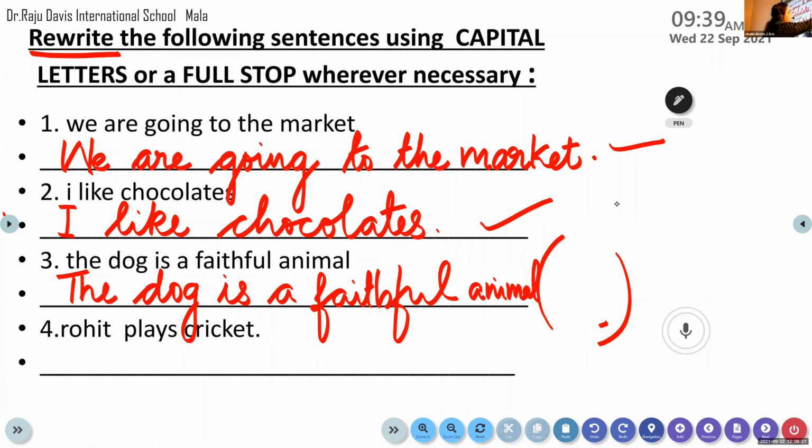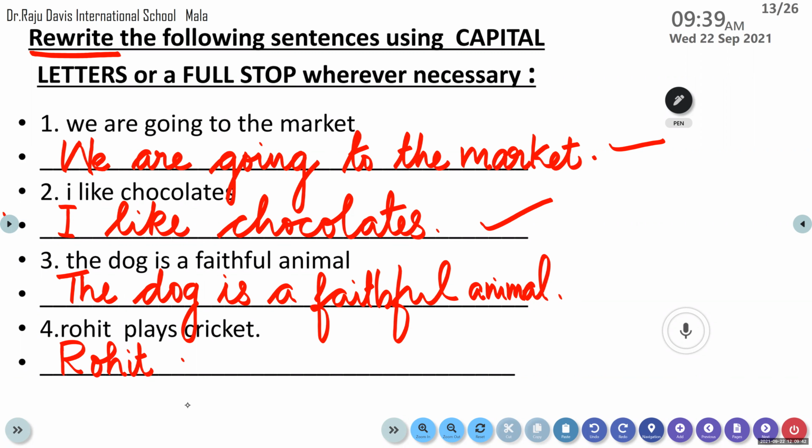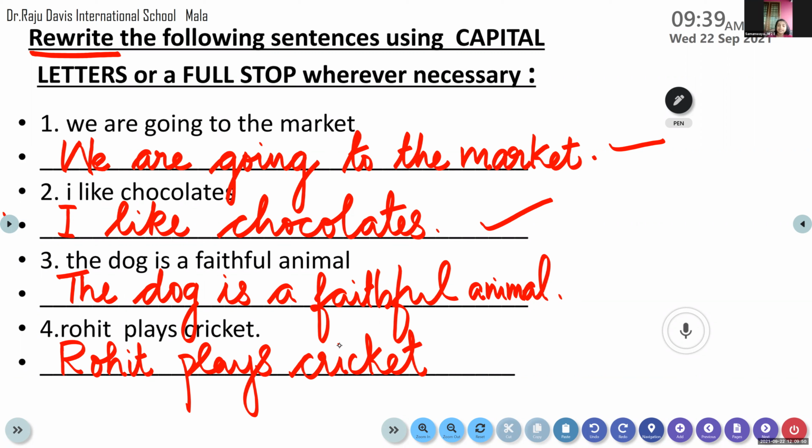Okay, and at the end of the sentence, what do we have to do? Full stop. Here in the 4th sentence, what do we have to do? R should be written in capital letter. Rohit plays cricket. And at the end of the sentence, what should we do? Stop. If your answers are right, put a tick mark.